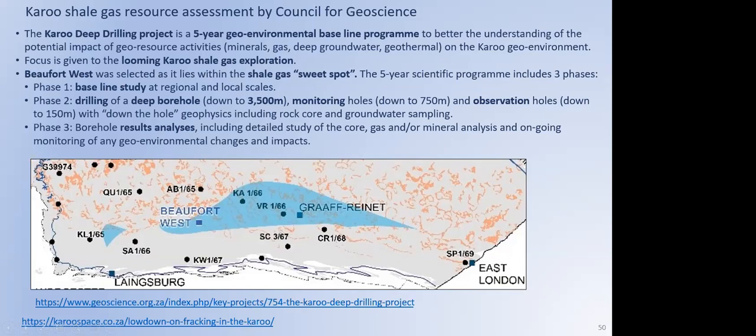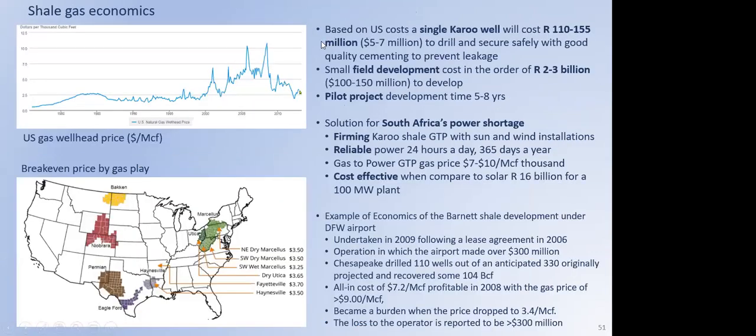My concern straight away is you've got to go back to basics, guys. Look at what there is from seismic, from your other geophysical inputs, etc., before you go and position a well. But this well will also look at water, etc. Shale gas economics is based on the US. A single Karoo well could cost between 5 and 7 million, so about 100 to 150 million rand. A development is in the order of 2 to 3 billion. A pilot project should take 5 to 8 years.